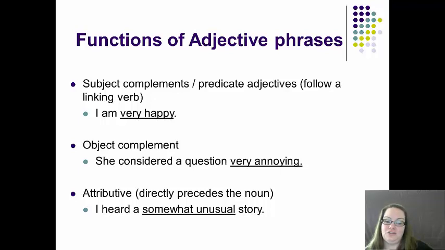They can also be attributive. Attributive means that they are coming before the noun. So they're giving us information, but they're inside of the noun phrase. Okay, I heard a somewhat unusual story. So in this case, we have a noun phrase, a story, and then in between the determiner a and the noun story, we have this adjective phrase that's describing the story. So we can either have adjective phrases that come before a noun, giving information about the noun, or they can happen like a complement coming after the noun.